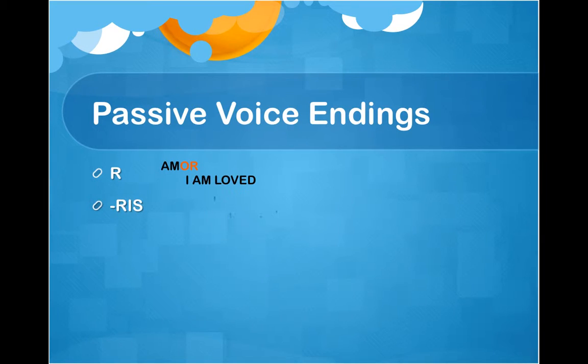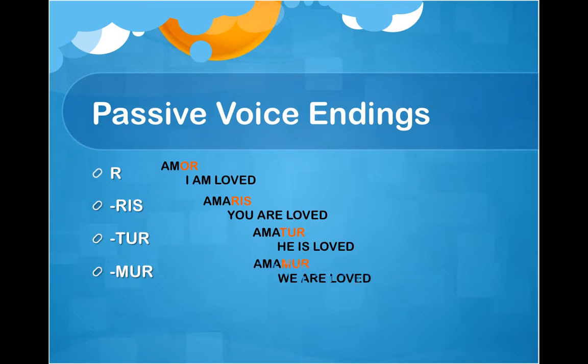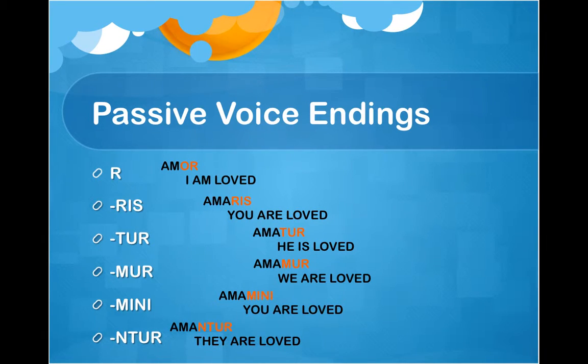This year we're learning about passive voice endings. R, RIS, TUR, MUR, MINI, NTUR, present passive endings. R, RIS, TUR, MUR, MINI, NTUR. Learn them right away. If you don't, you will be sorry. So rise up early in the morn, singing R, RIS, TUR, MUR, MINI, NTUR. I've learned my passive endings.